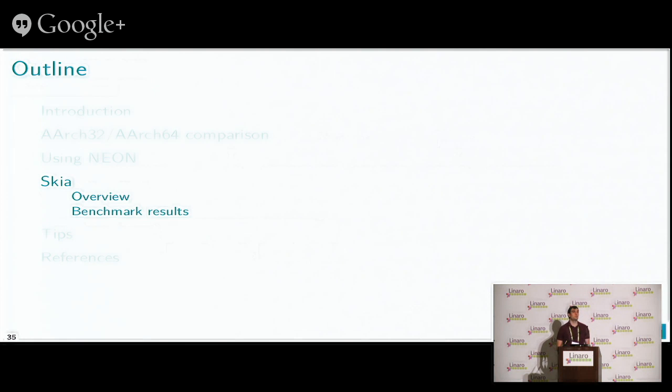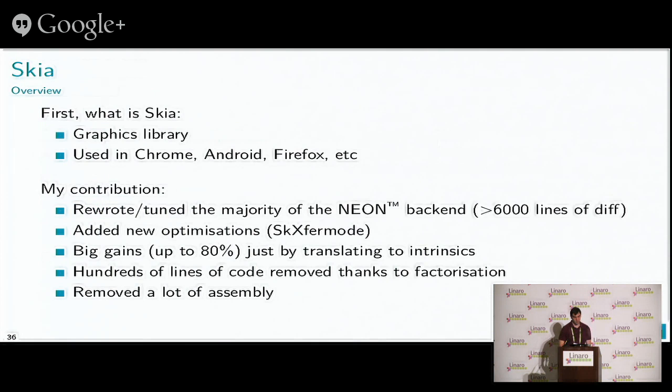Moving on, I'm going to present some work I've done on Skia and a few benchmark results. I've used Skia as a way to experiment with Neon Intrinsics and analyze the assembly produced. So first, what is Skia? It's a graphics library used in Chrome, Android, Firefox, for example. And my contribution has been to rewrite and tune the majority of the Neon backend. That's work which represents approximately 6,000 lines of diff. So I added new optimizations, rewrote some, tuned some others.